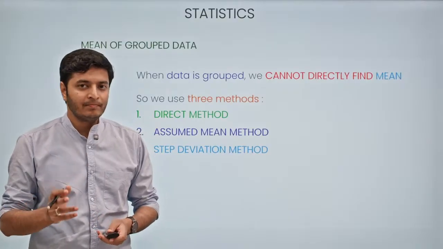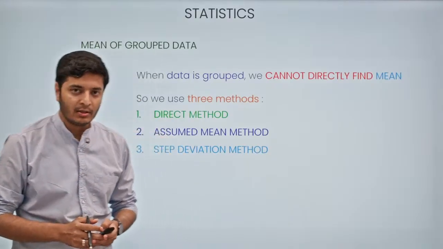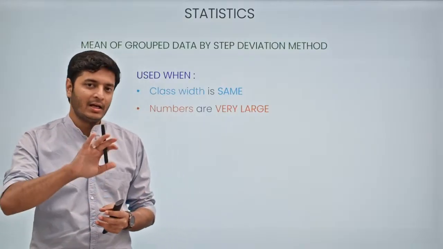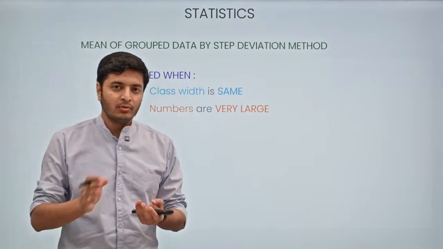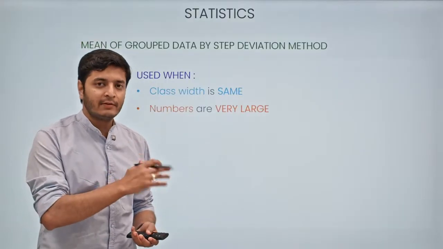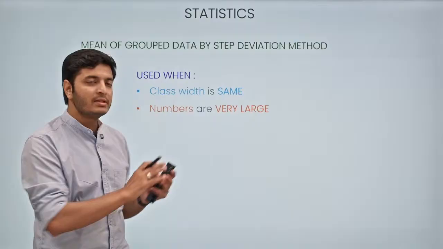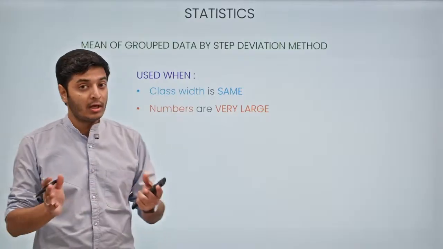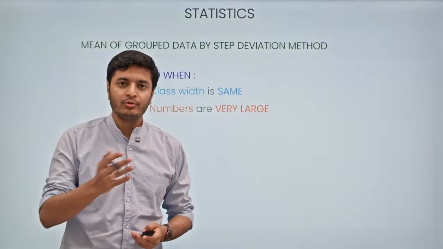So there must be certain conditions where we can use the step deviation method. When to use it? When the class width is the same. Whenever you see that the class width is the same, you can apply step deviation. The numbers should also be very large, then it is actually feasible. Otherwise, you are going to waste your time. If the numbers are not too large and the calculations do not take much time, then don't go with this method. Go with other methods such as the direct or assumed mean method. But if the numbers are too large and the class widths are the same, then this method is very helpful. I'm going to show you using some examples.